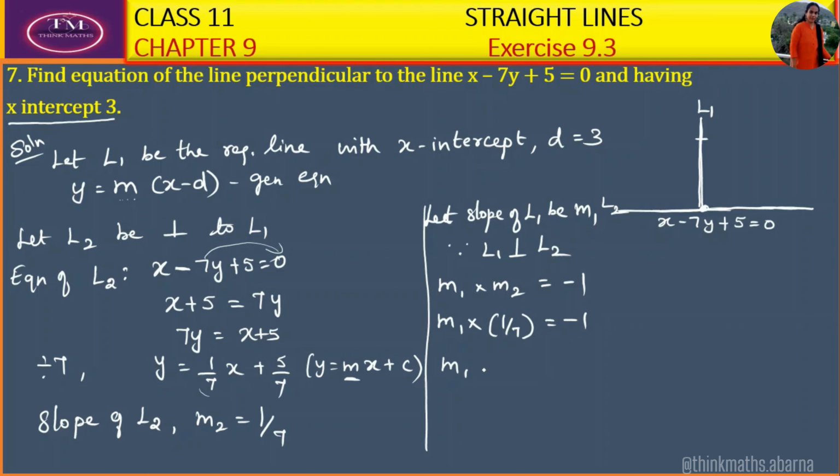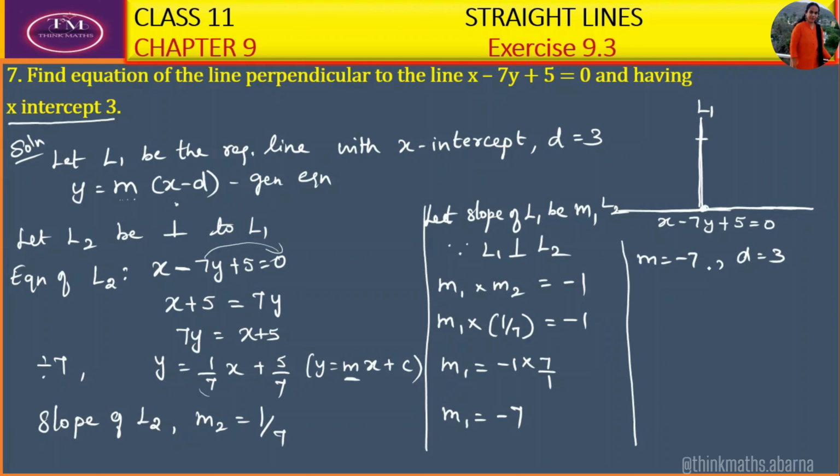So m1 times 1 by 7 equals minus 1, so m1 will be equal to minus 1 divided by 1 by 7. When I bring it to the RHS, it will become 7 by 1. So m1 will be equal to minus 7. That means the slope of L1 is equal to minus 7. So we get m is equal to minus 7, d is equal to 3.